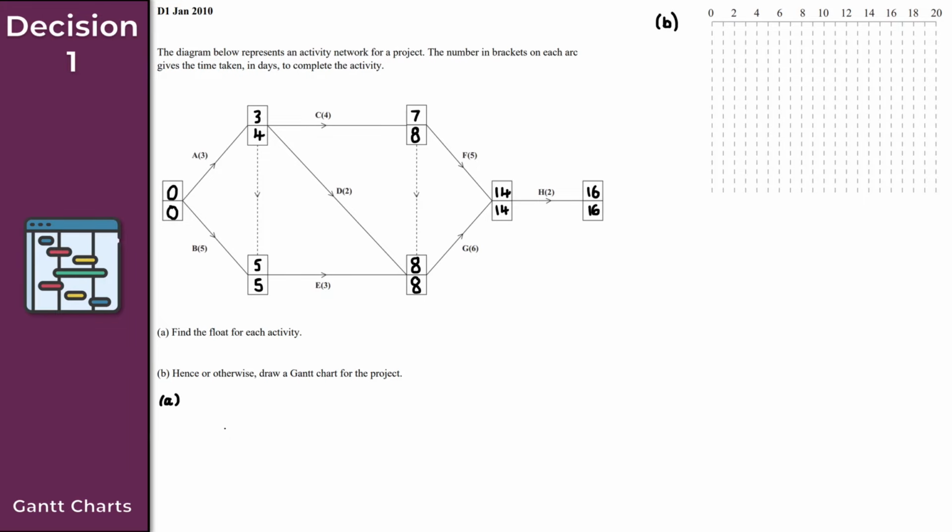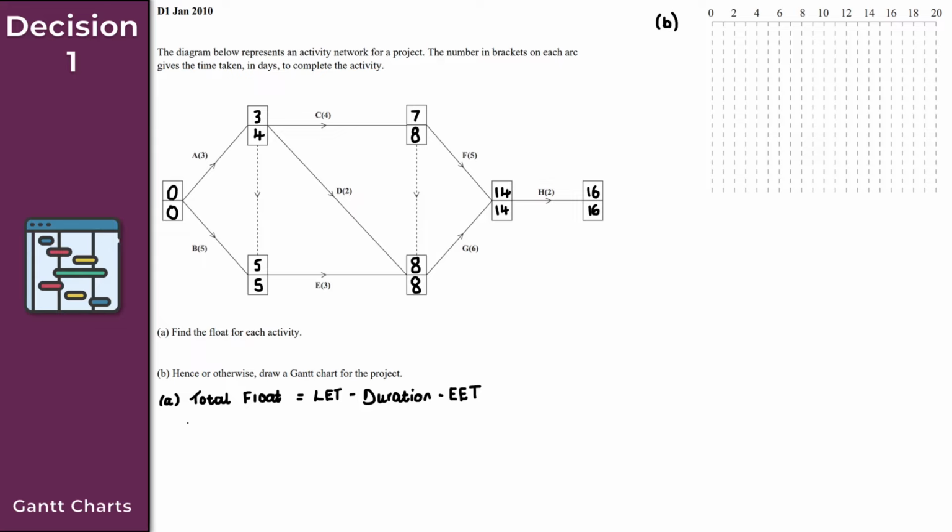So for part A then, before we do anything else, let's just quickly make a point here to find the total float for an activity. So total float is equal to the late event time, which I'll abbreviate to LET, minus the duration, minus the early event time. And again, I'll abbreviate this here to EET.